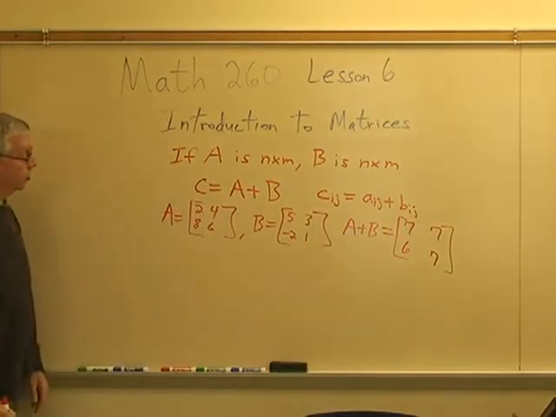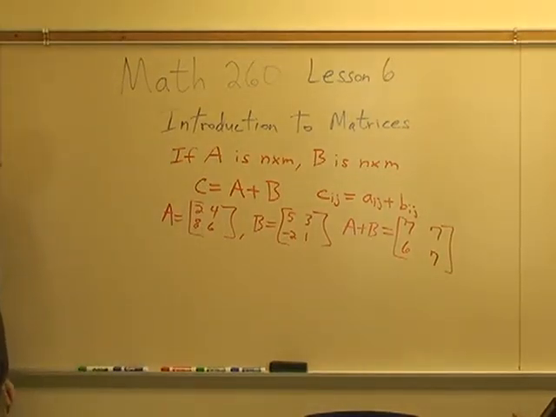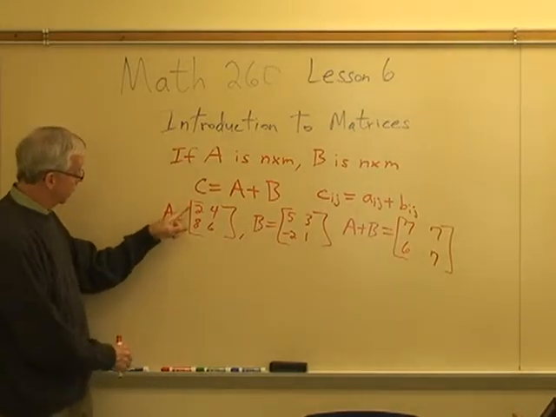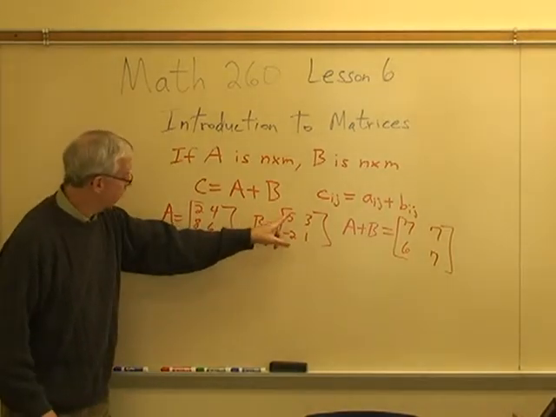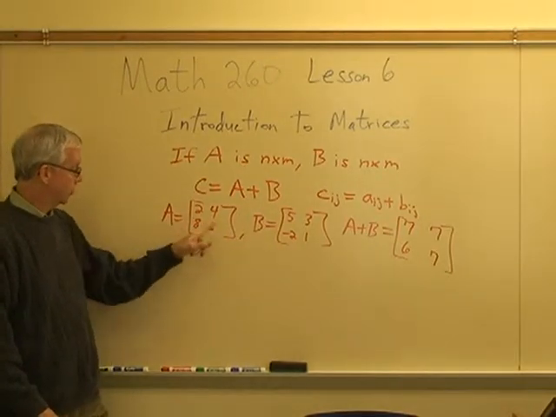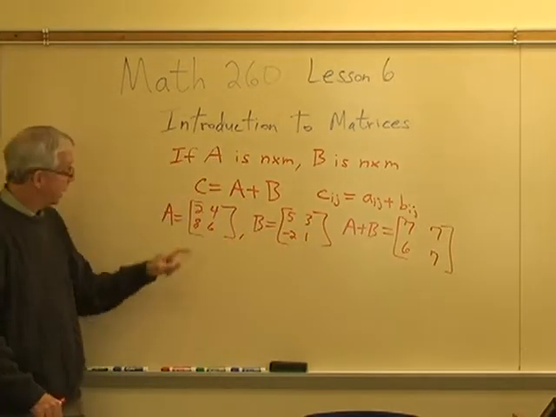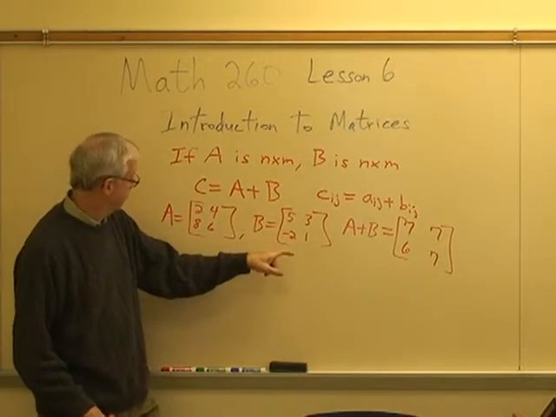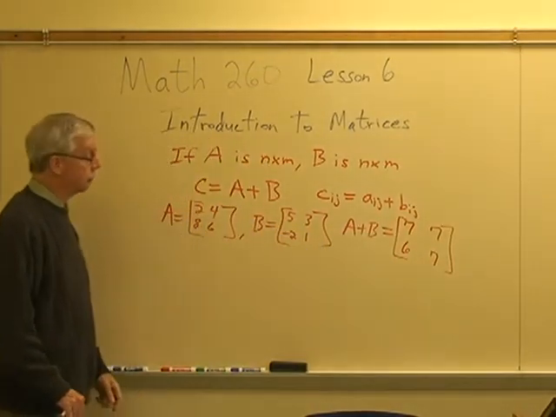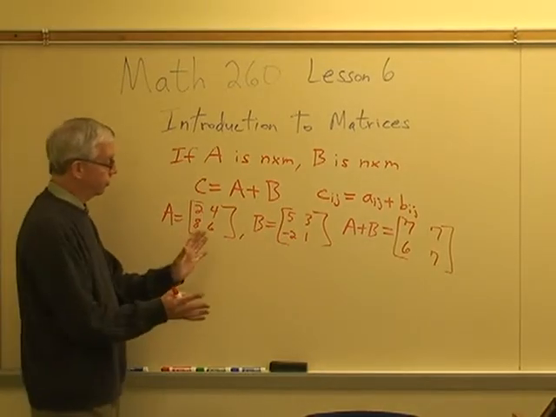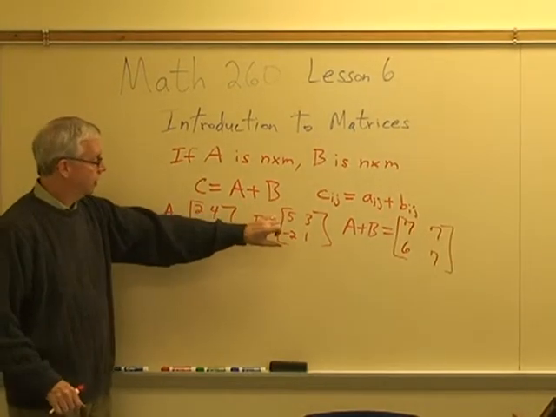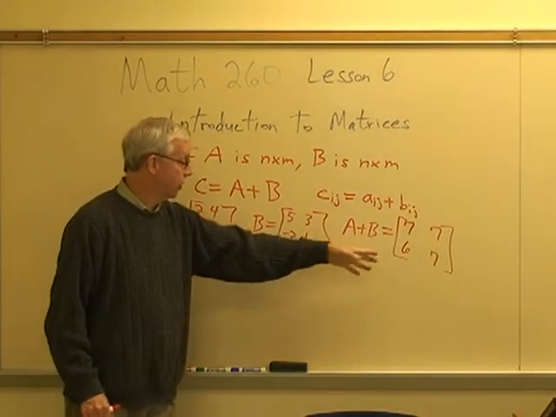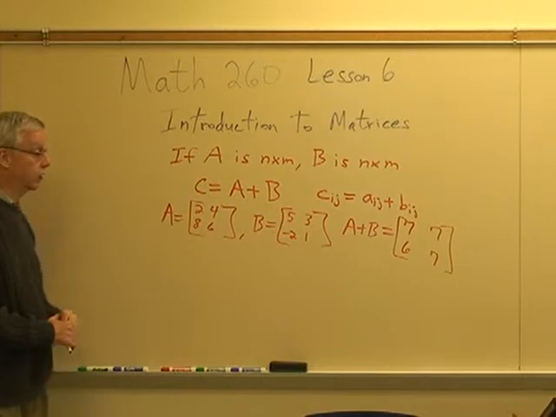So I simply add corresponding elements, just like I do with vectors. In fact, I could think of this as being two vector additions. The vector 2, 8 added to the vector 5, minus 2 gives me the vector 7, 6. And the vector 4, 6 added to the vector 3, 1 gives me the vector 7, 7. So because of this way of thinking about matrix addition as a bunch of vector additions, matrix addition inherits all the properties of vector addition.